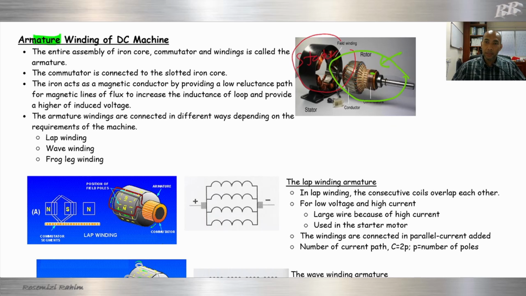This we call commutator segment, and also poles. The commutator and the pole will be connected by copper wire. All this we call armature, the assembly between the commutator, the rotor and this copper wire. So all of it we call armature winding.